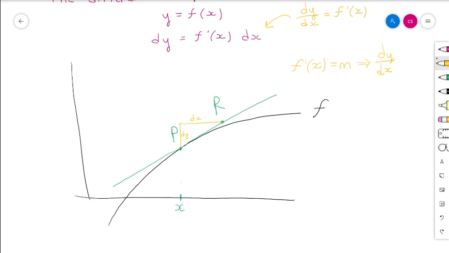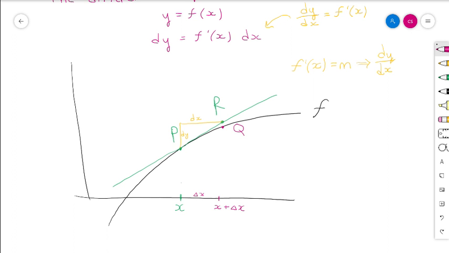And now what we're also going to do is we're going to be mapping some points on x. So let's call this dx, so going over to point R, we'll call that distance delta x for change in x. Okay, so we have a dx, which is the differential, and then the delta x, which is the change in x. Okay, and what we're going to do is we are going to map that onto our function, f.